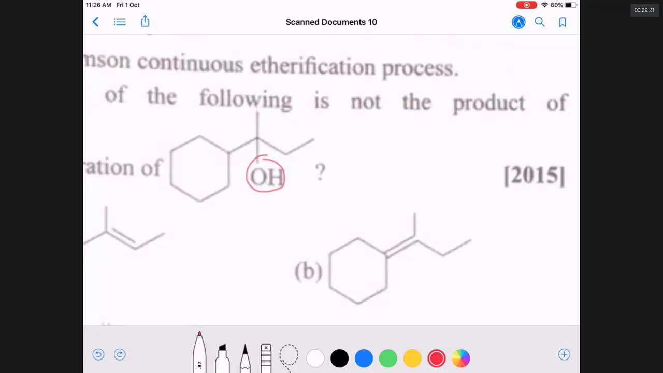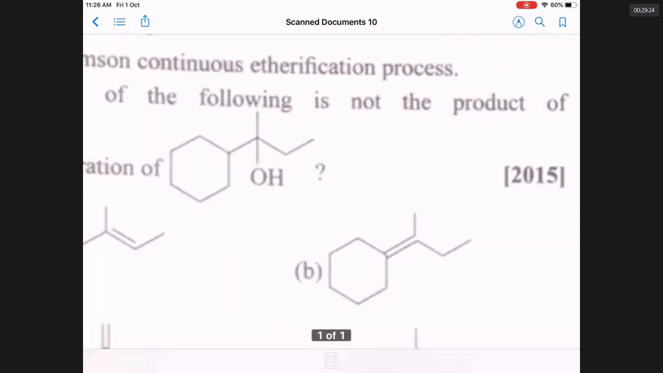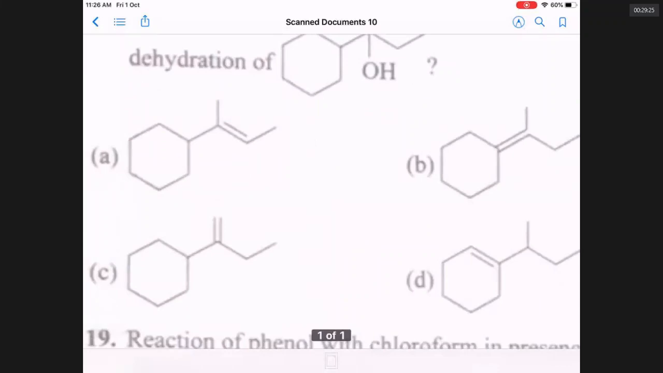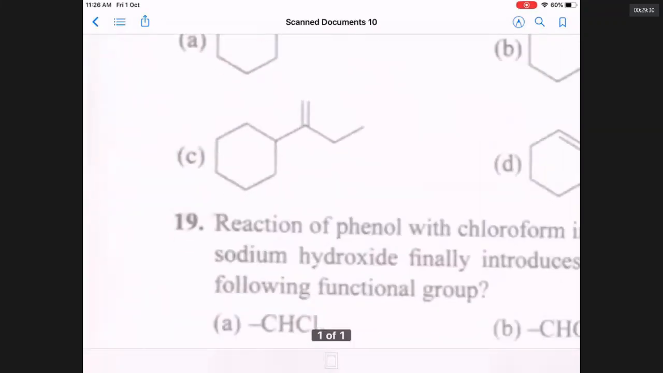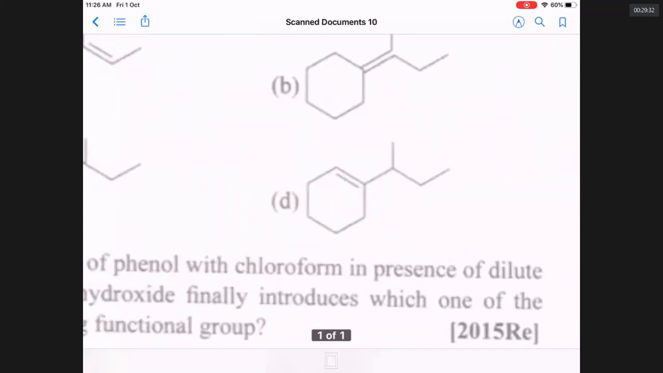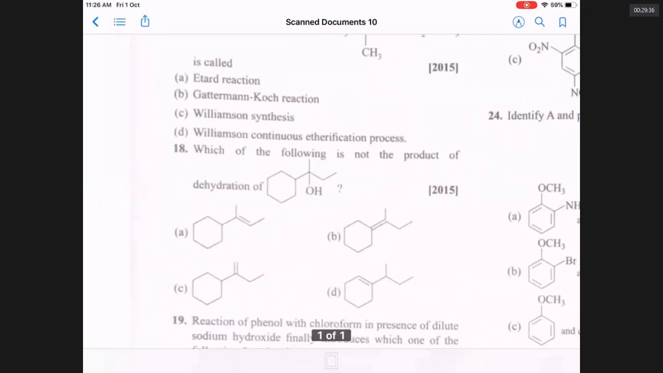So can you see now which of the following cannot be a product? Option A is a possibility. B is another possibility. C is a third possibility, but D is not a possibility. Can you see that, sir? This question appeared in IIT Mains 2015.